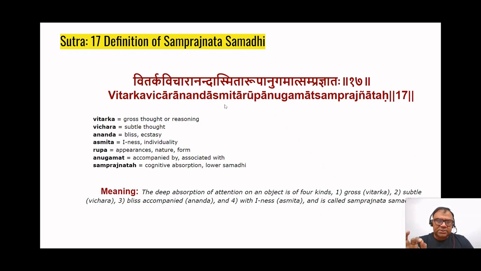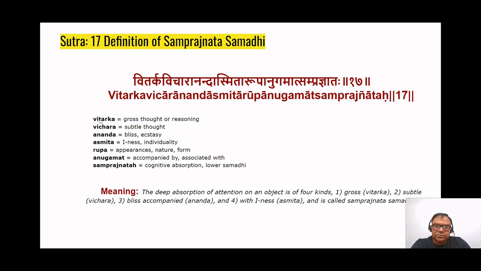As verse number 17 says, Vitarka Vichar Anandasmita Rupanugamat Samprajnatah. Now those are very important words in terms of samadhi. See, there are basically four types of samadhi discussed in these words, and these are Vitarka, Vichar, Ananda, Asmita. These are the four types of samadhis.